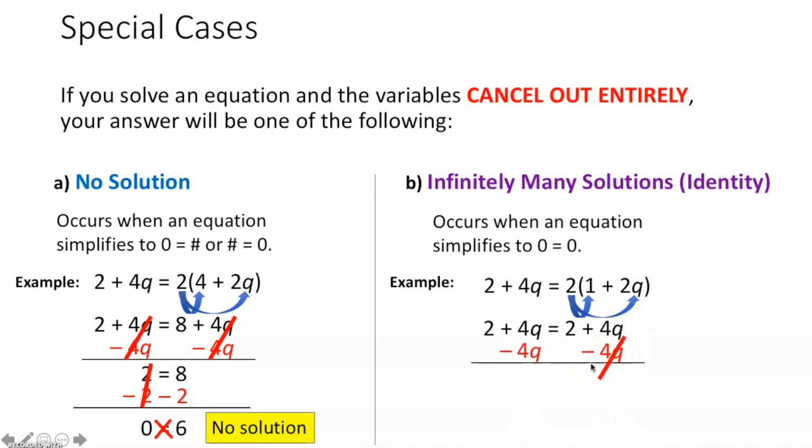These cancel out. And these cancel out, which is kind of weird. So I'm left with 2 equals 2. Again, right here, you could tell that this is going to be infinitely many solutions because 2 does equal 2. Just like over here, 2 did not equal 8. So we knew that was not true.